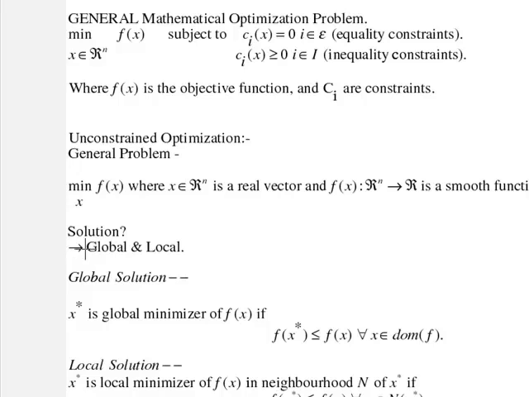Okay, so let's get started with the solution. What are the solutions? The solutions for our problem are defined into two categories. One is global and the other is local. There are categories for local as well, like strict local or weak local minimizer. We will tackle this later. Okay, so a global solution: x star is a global minimizer of f(x) if f(x star) is less than or equal to f(x) for all x belonging to the domain of f. So it is like a unique minimizer of our function.